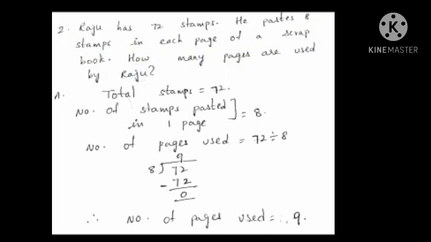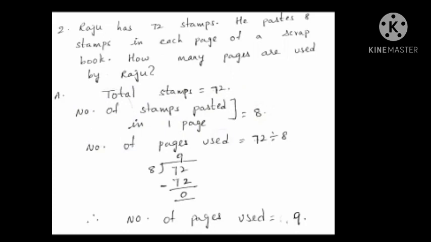What are the given things from the question? How many stamps does Raju have? 72. In each page of a scrapbook, how many stamps did he paste, children? 8. What are they asking to find out? Pages used by Raju to paste 72 stamps. Answer. Total stamps is how many? 72. Number of stamps pasted in one page. 8. What are they asking to find out?